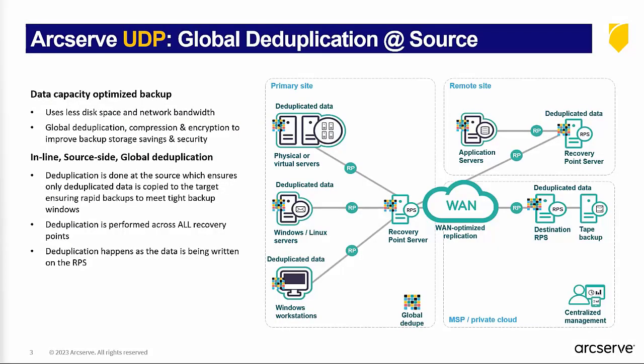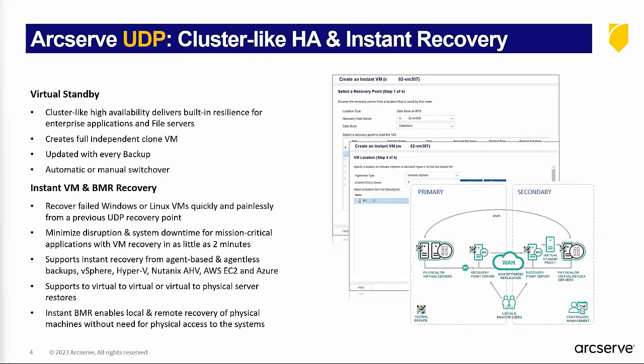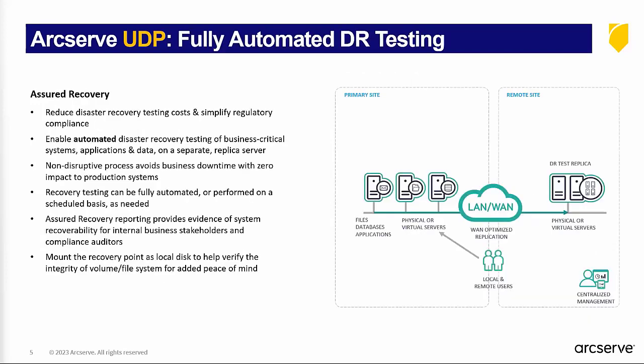One of the key features is the inline source-side global deduplication across all recovery points as the data is being written. Virtual Standby creates a full independent clone VM which automatically updates with every backup for automatic or manual failover. An Instant VM can minimize disruption and system downtime for mission-critical applications with VM recovery in as little as 2 minutes. Assured Recovery offers non-disruptive, fully automated disaster recovery testing as well as file system integrity verification for added peace of mind.